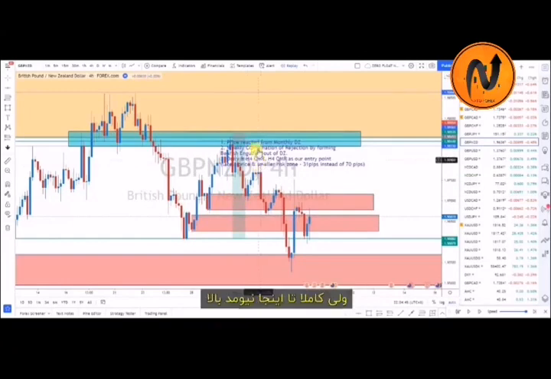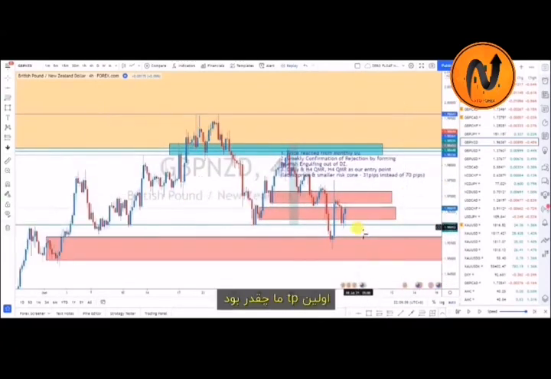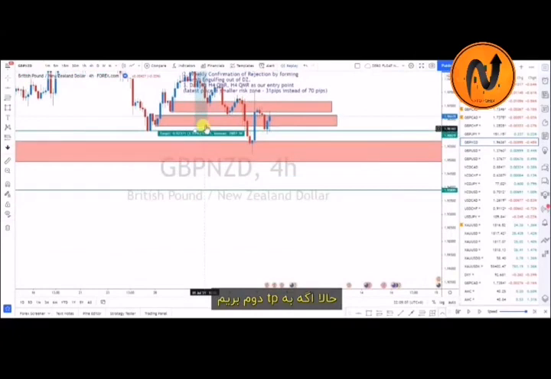However, it did not go all the way up into here. It reacted a little bit and then came back down. It reacted on the second roadblock, went back up. Then it reacted in this roadblock and then went back up. So it has taken our first TP. Our first TP is how many guys? 237 pips.